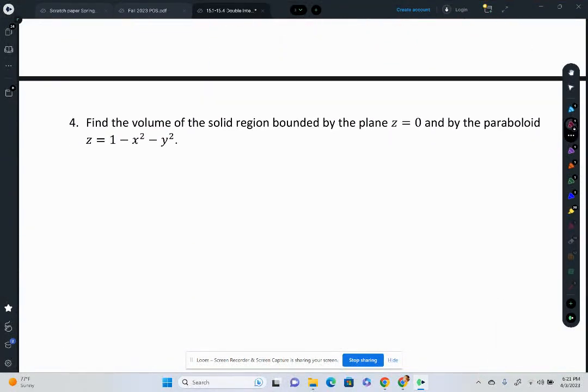All right, last one. In 4, we're asked to find the volume of the solid region bounded by the plane z equals 0 and by the paraboloid z equals 1 minus x squared minus y squared. Now, if this was a problem on an exam, you wouldn't know to use polar coordinates or not. So you have to think of polar coordinates as a tool that you pull out of your pocket when it looks like it's going to be useful.